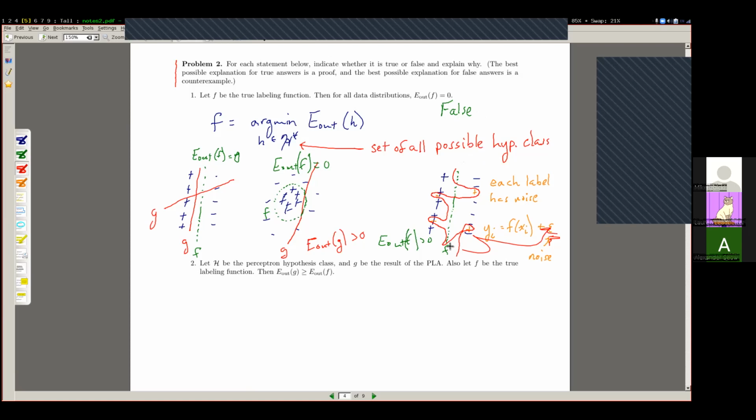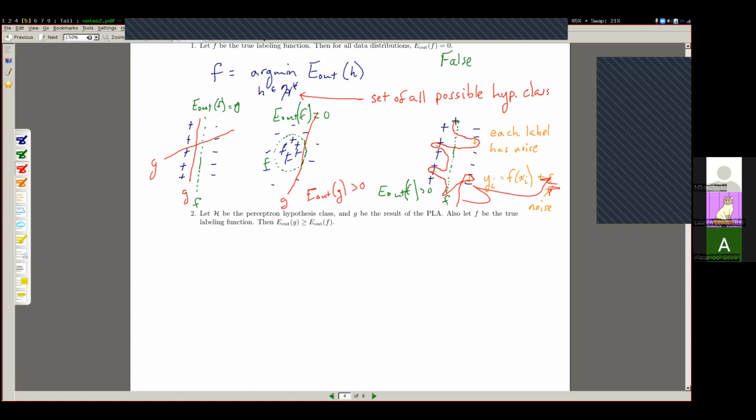If you said false and drew a picture like this trying to illustrate the idea of noise, that would be a full credit thing. If you said false and then actually provided me a concrete noise distribution, that would be a full credit thing as well. Somehow explaining why it's false. And as long as you don't say something incorrect, I'll be generous in grading that.